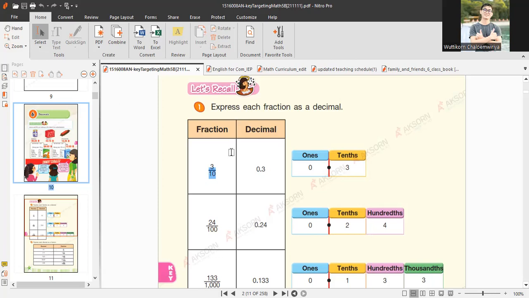I repeat again: 10, 100, 1,000, 10,000, and so on. We can write the fractions as a decimal if the denominator of the fraction is 10, 100, 1,000, 10,000. These numbers. Okay. Look at here.